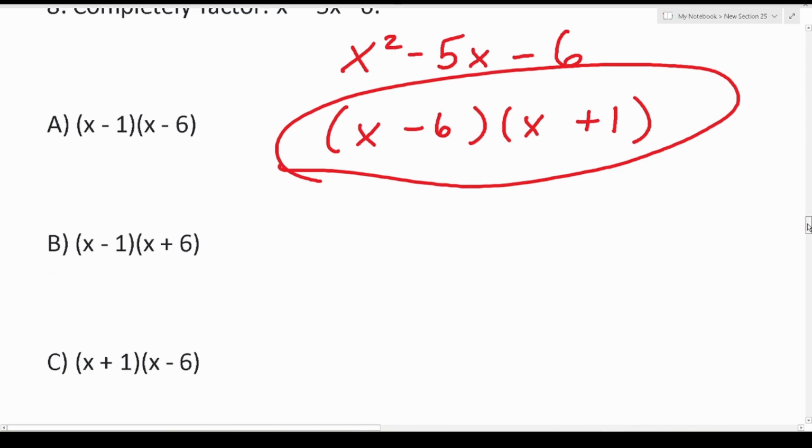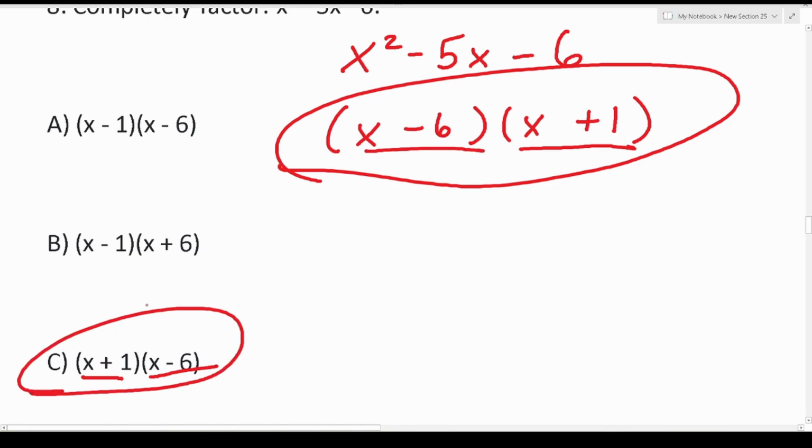But that said, let's go ahead and make sure we select the right answer choice. This is x plus 1, which we have here. This is x minus 6, which we have right here. Okay, another method you can use to solve this one is to take all of these answer choices and actually expand them by foiling them. But that said, that will take a very long time, so you don't want to go that route unless it's absolutely necessary. Okay, so that's that one.